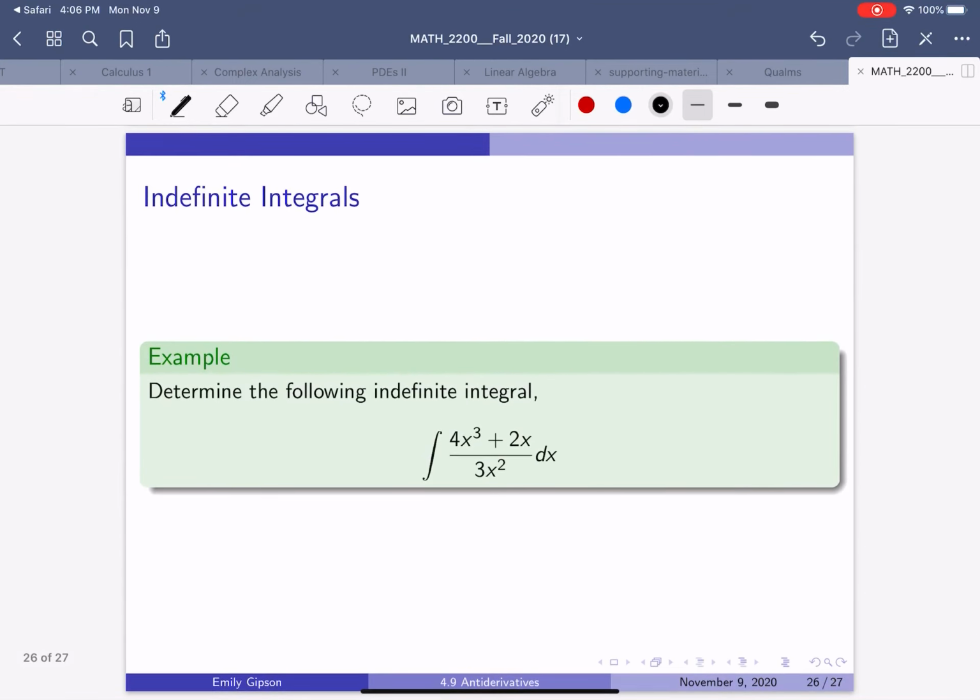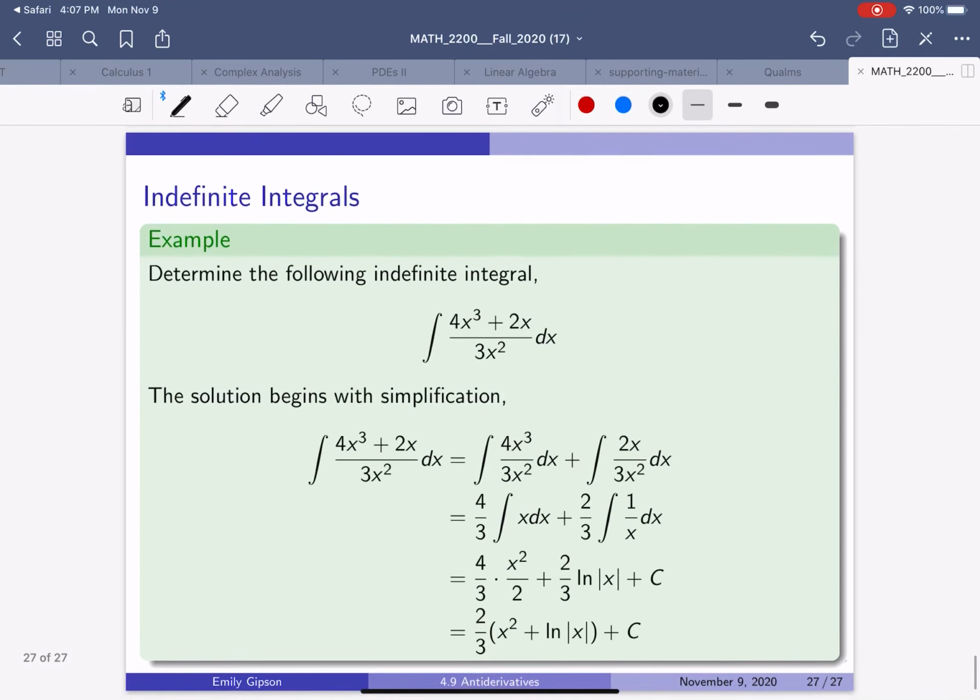So determine the following integral. Here's a quick little hint. And that's just by saying we can divide each element of our numerator by the denominator separately and then add those together. So that should help you out really quick.